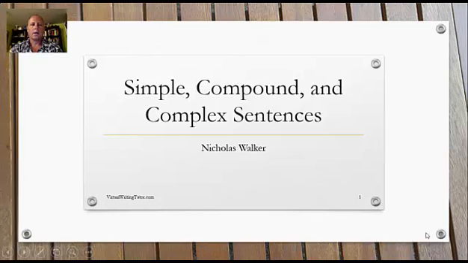Can you explain to me the difference between simple, complex and compound sentences? I'd like to talk about simple, compound, and complex sentences.